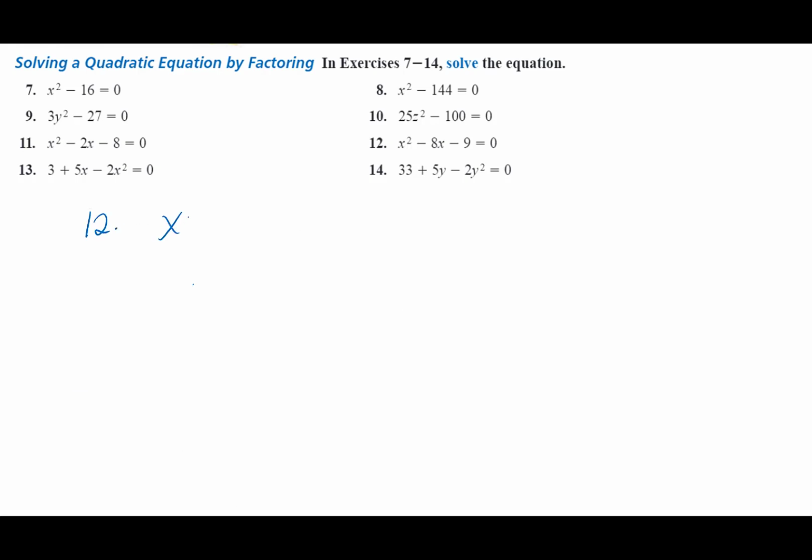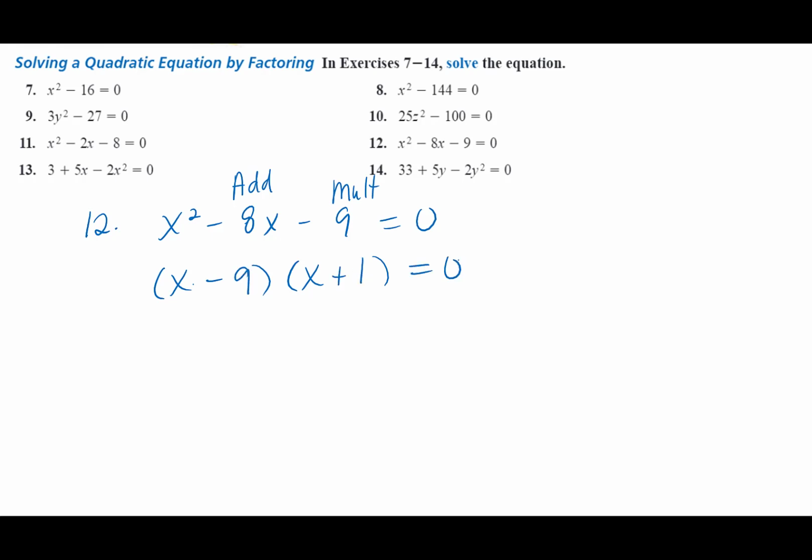Take a look at number 12. It's x squared minus 8x minus 9 equals 0. Before we can solve for x, you need to factor this trinomial first. We're going to draw two parentheses and put the x in the first spot of each parenthesis. And remember how this works. We're looking for two numbers that add to negative 8 and multiply to negative 9. And that would be negative 9 and positive 1, equals 0.